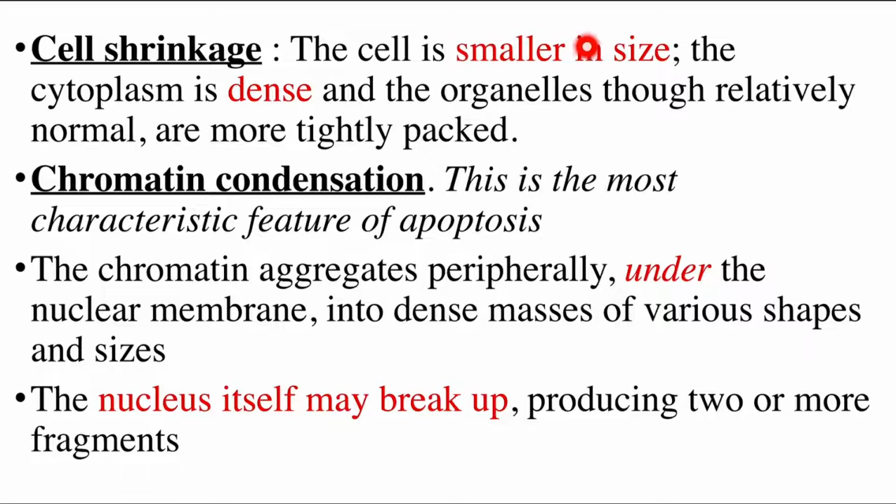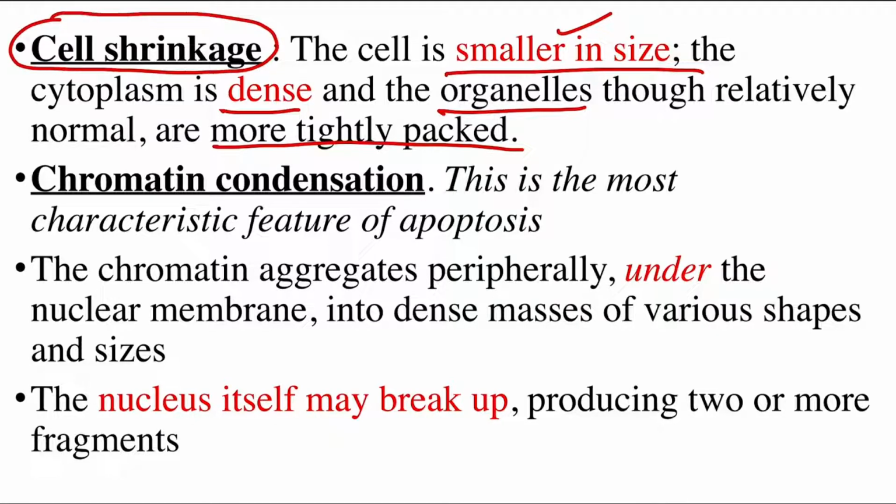The cell is smaller in size, the cytoplasm is dense, and the organelles, though relatively normal, are more tightly packed. So the important features are the cell becomes small, the cytoplasm gets dense, and the organelles get more tightly packed. Now cell size is small. This is in contrast with necrosis, because there is swelling in the cell, but here there is cell shrinkage. So this is a very important point you must note.